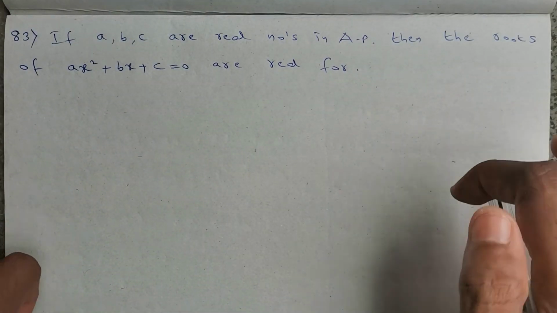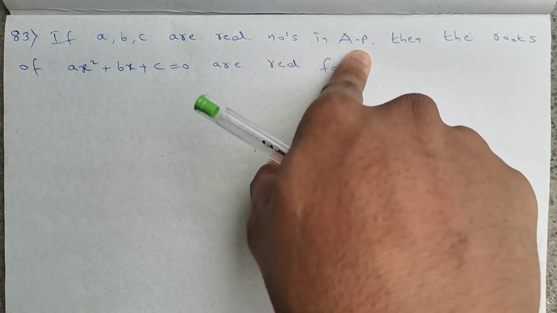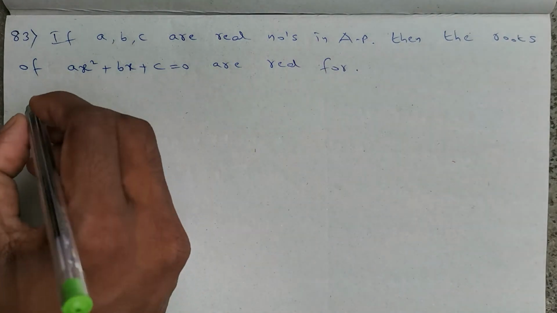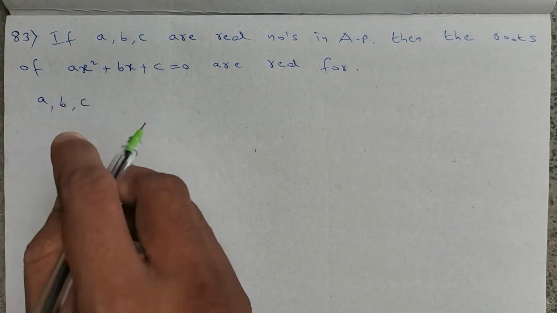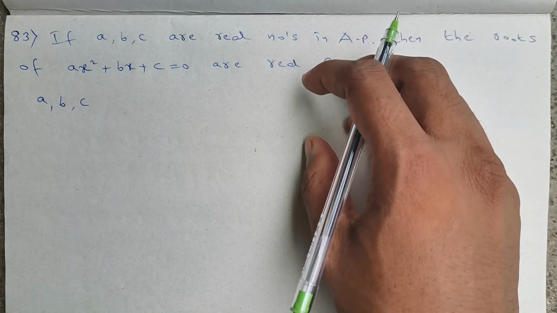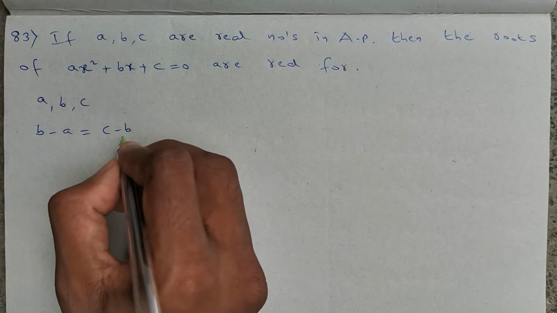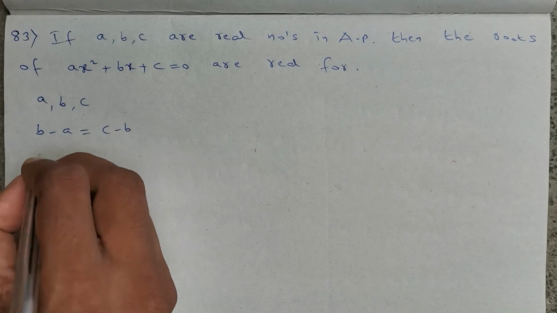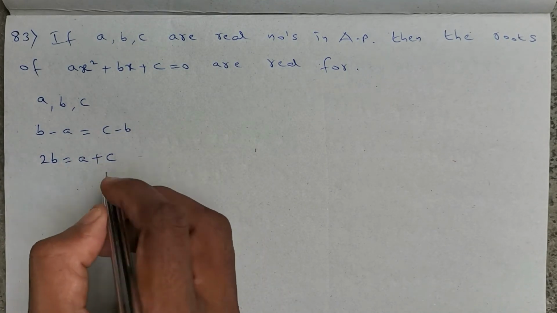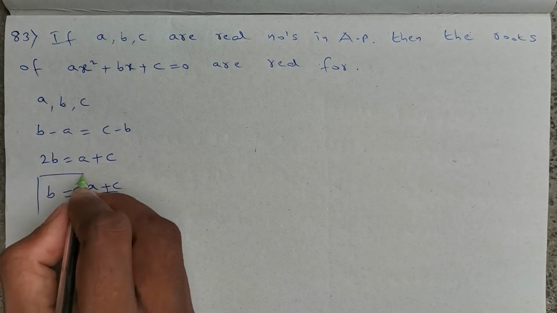Okay, the next question is, if a, b, c are real numbers in AP. He said very clearly a, b, c are in AP. So a, b, c. If they are in AP, already we know second term minus first term is equals to third term minus second term. So b minus a is equals to c minus b. I will take minus b this side and minus a this side. So we will get 2b is equals to a plus c. I will take 2 to the right side, so we will get b is equals to a plus c divided by 2.